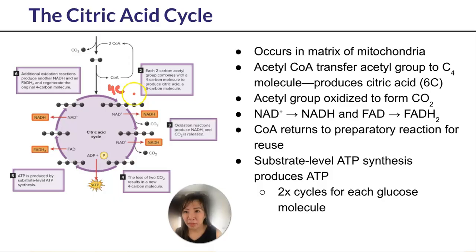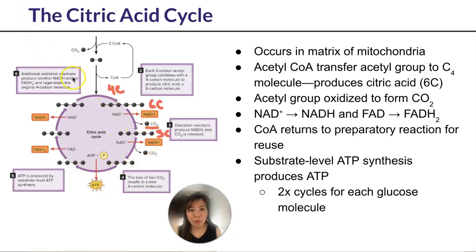That 4-carbon molecule, as we mentioned, plus the 2-carbon molecule will make citric acid, which is a 6-carbon. So now we have this 6-carbon molecule. We undergo our first oxidation reaction that releases electrons and hydrogen atoms, which are added onto NAD+, and we release CO2. So 6 minus CO2 is a 5-carbon. Now we have a 5-carbon molecule. We repeat that again, where we do an oxidation reaction, and we end up with a 4-carbon molecule.